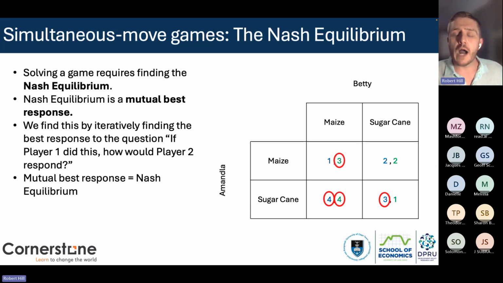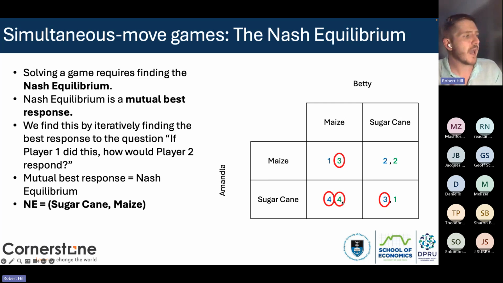We now look for our mutual best response, so where both players are playing best responses together, and we see that it's in this cell down here, where Amandla plays sugarcane and Betty plays maize. So we would say that our Nash equilibrium is sugarcane, maize. We can see that both players are doing the best that they can. We see that the 4 is the highest payoff that they can get. We see that this is the best for society because the total society gets the highest payoff.